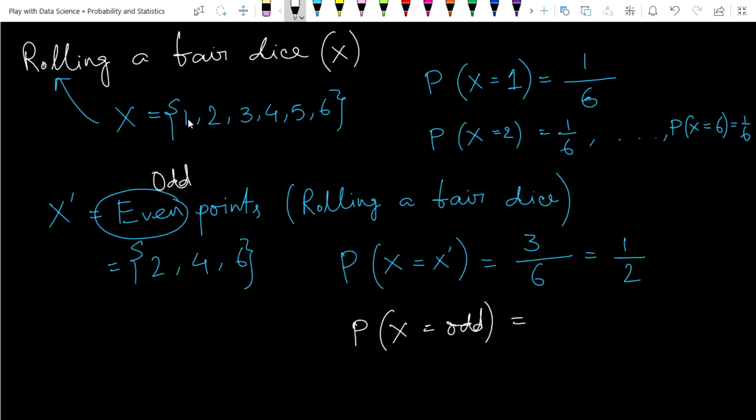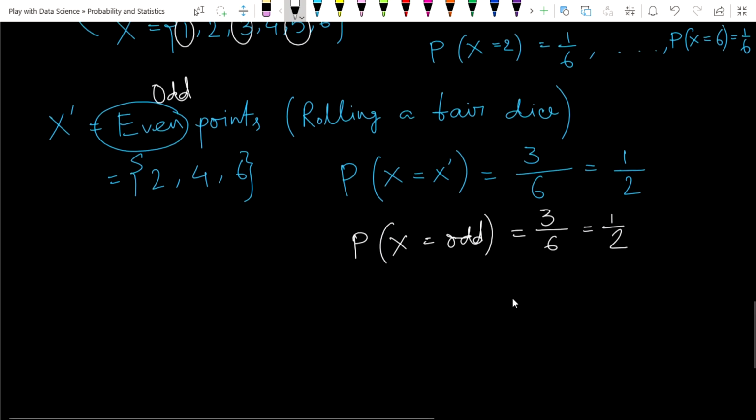Similarly, the same thing, because we have only 3 points for odd points: 1, 2, 3. So this probability will be 3 by 6, that is 1. Same thing.